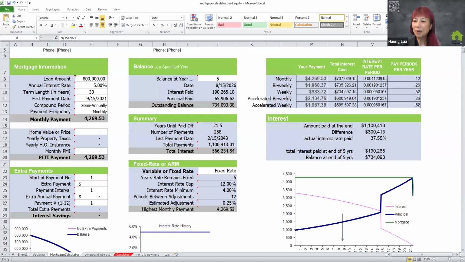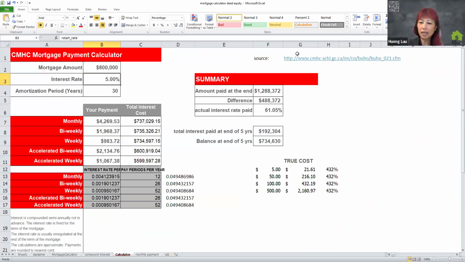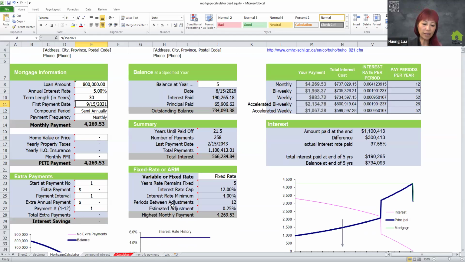Okay, so here we go. This is the Excel spreadsheet that I like to use when I am calculating mortgages. There's this sheet, and I also like to use this one here that I built out using the CMHC sheet that I got years ago. I like using this one because it gives me a quick overview of things.